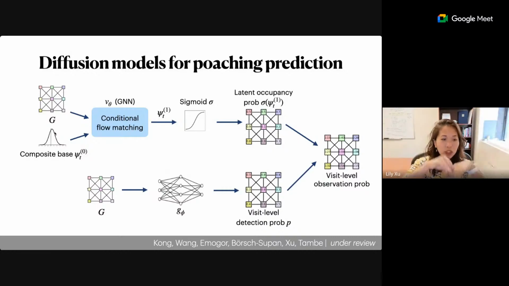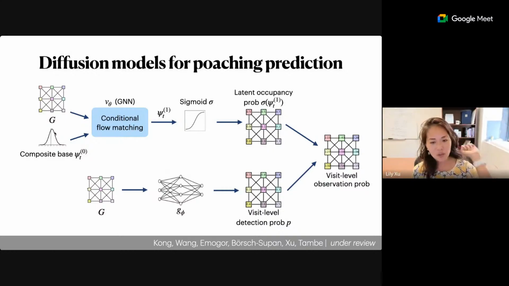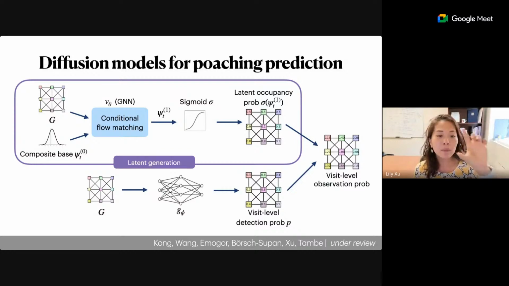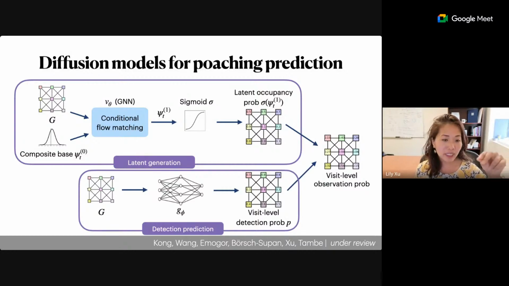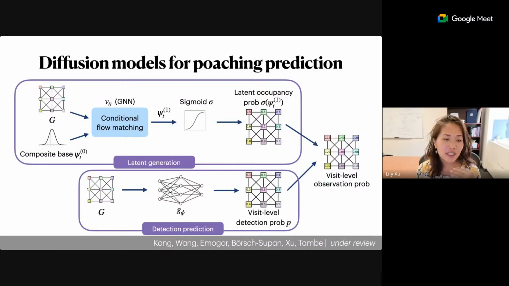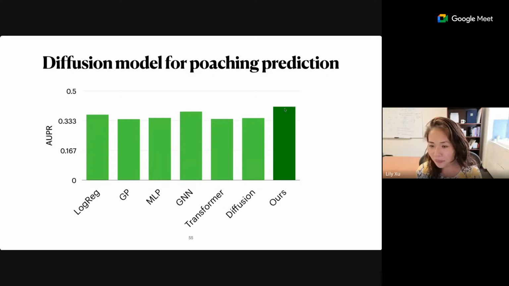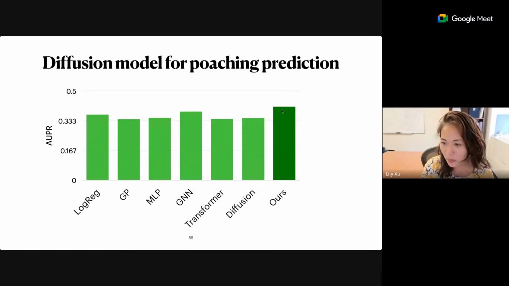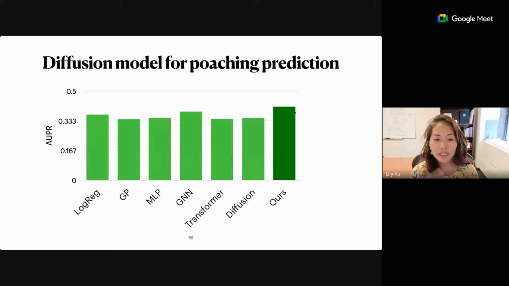So we have a first stage where we're training a naive logistic regression model of poaching risk, and then we initialize our diffusion model with this. And our model separates out the problem of predicting poaching probability from predicting detection probability, so really looking at this challenge of imperfect detection separately. Altogether, this gives us the predicted probability of observing poaching. And our approach gives us about a 7% improvement in the area under the precision recall curve compared to a number of other baselines.